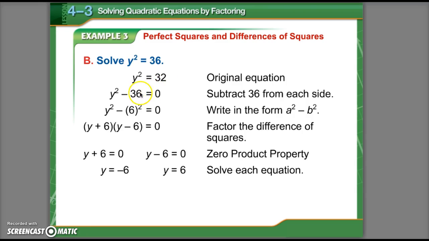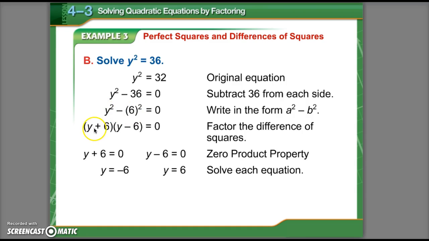So what you want to do first is bring the 36 from the right side over to the left side. It's important when you're solving these problems that your right side is always 0. When you do that, you have y squared minus 36 equals 0. Notice that the first term is the number y times itself, y squared, and the second term, 36, is the number 6 times itself. 6 squared gives you 36. This is a difference of squares. It's a squared, the first thing squared, minus b squared. So our a is y and our b is 6.